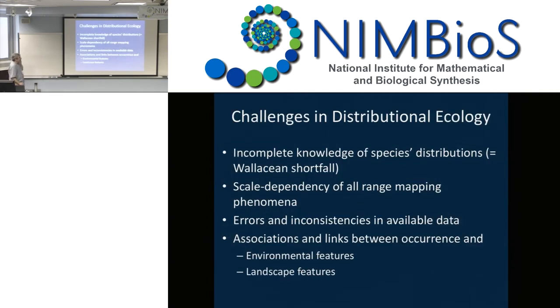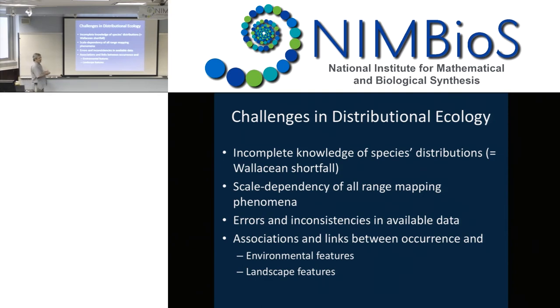Okay, so we've got a bunch of kind of overarching challenges here. One is this pervasive incompleteness of our knowledge of species geographic distributions. That's been called the Wallacean shortfall, if you like. It was kind of cute for a while, but then somebody, I don't remember who it was, published a list of like 10 different shortfalls that we have, and it kind of took the fun out of it for me.